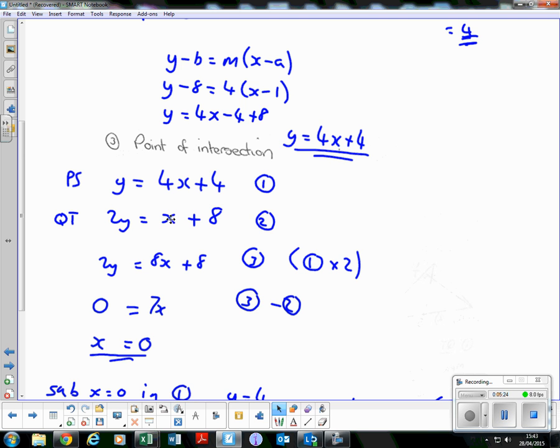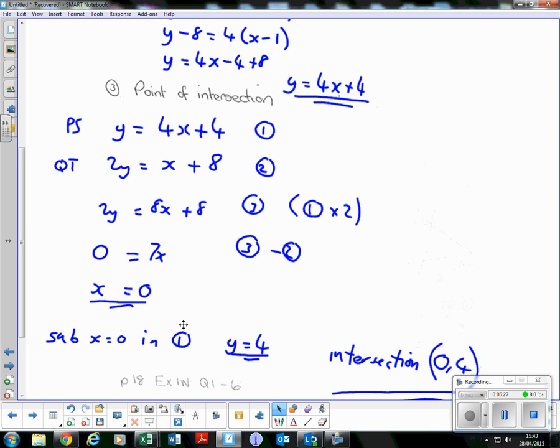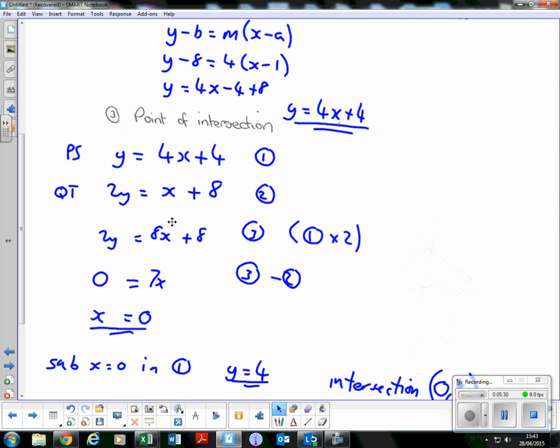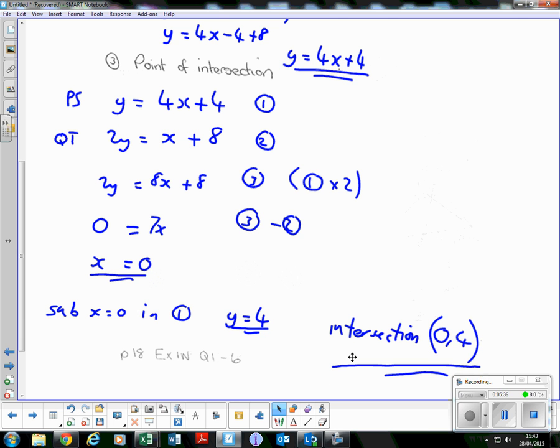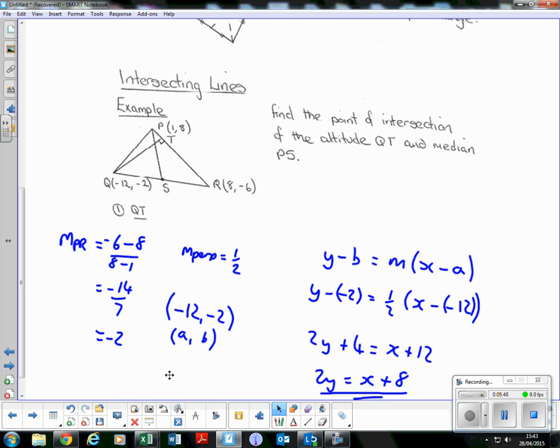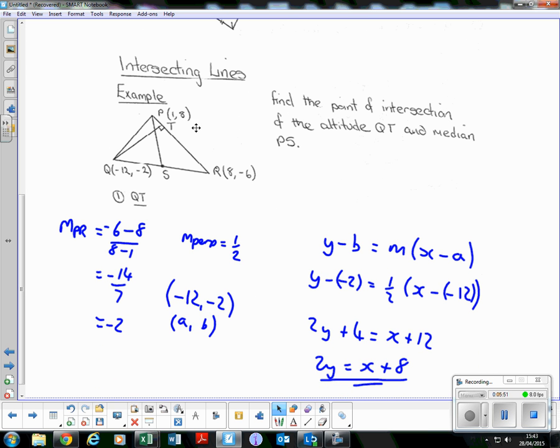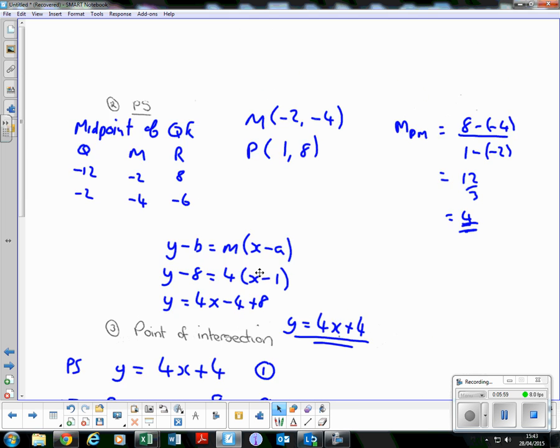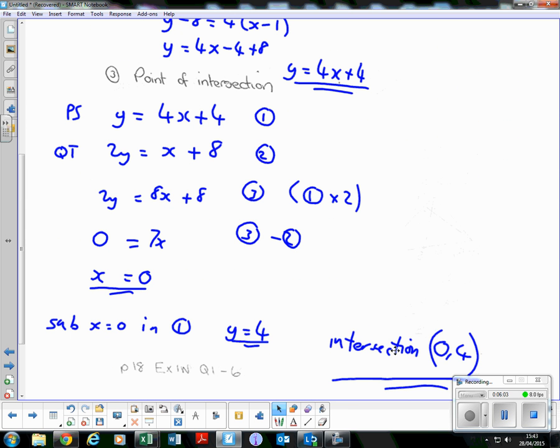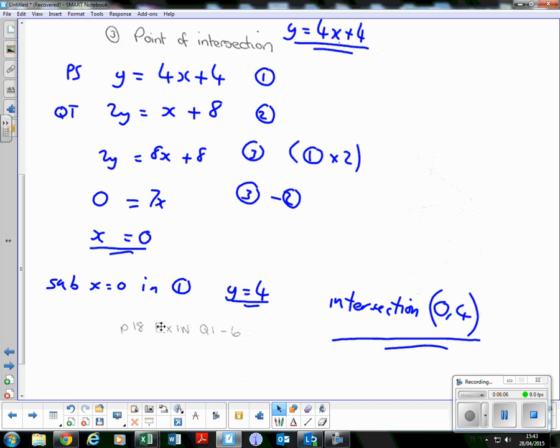Substitute into either 1 or 2 to find the y coordinate. So substitute into 2, y equals 4 times 0 plus 4, so y equals 4. There we go. So the point of intersection, we know the x coordinate is 0, the y coordinate is 4. The point of intersection is (0, 4). So again, with an exam question, you're quite often asked to find the altitude of one and the median of the other, or maybe the perpendicular bisector. So you'd find one, you'd find the other one, and then for the last 3 marks, simultaneous equations to find the point of intersection. Right, have a go at exercise 1N.